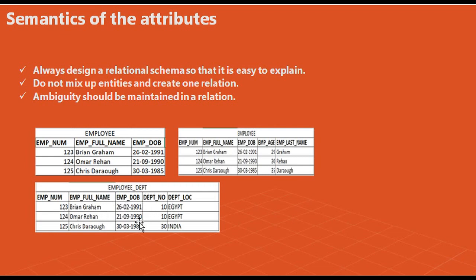So this is the most important concept of normalization, and this is the most dangerous mistake of any relational database design. So, reducing the redundant information. Now look carefully at this employee department table.